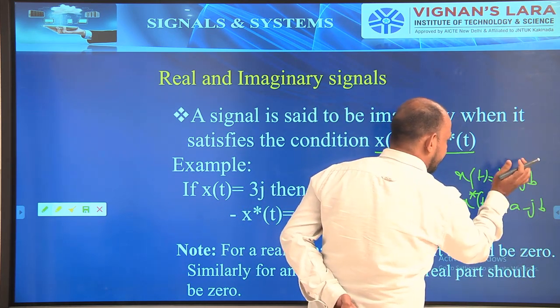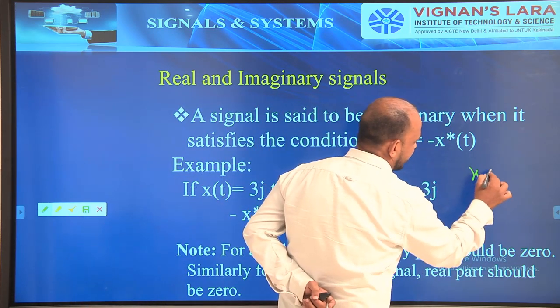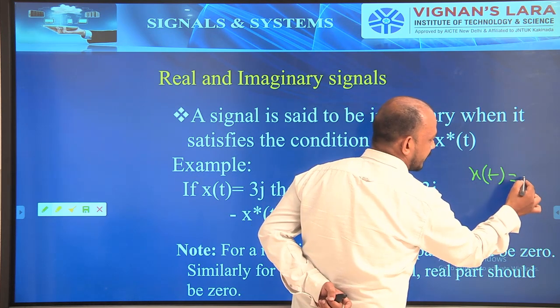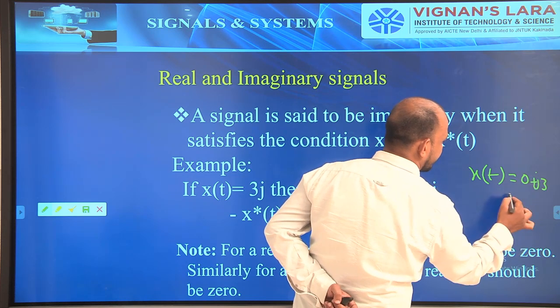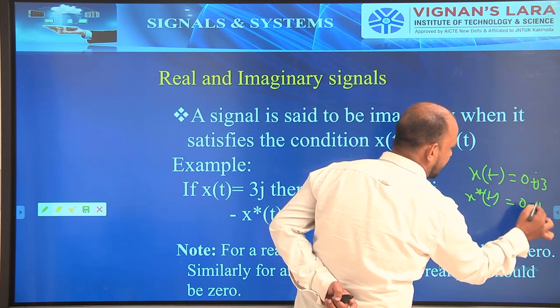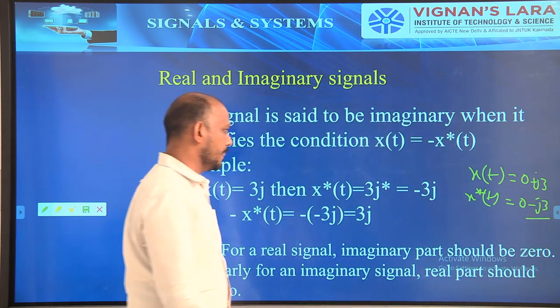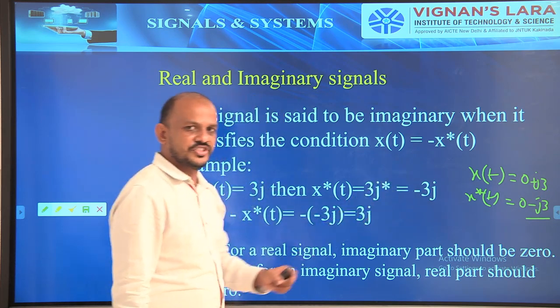So here, they have taken x of t equal to 0 plus 3j. So x star of t equal to 0 minus j3. 0 minus j3. So 0 is no value. So it is minus j3.